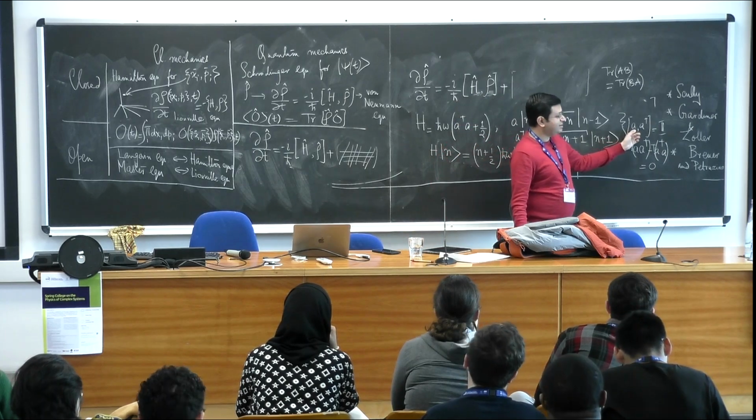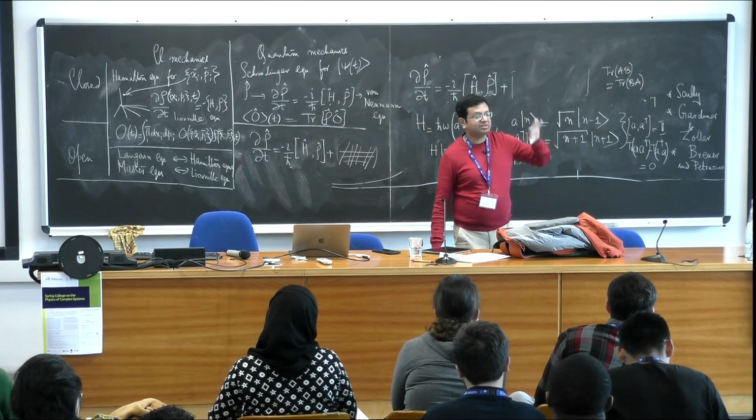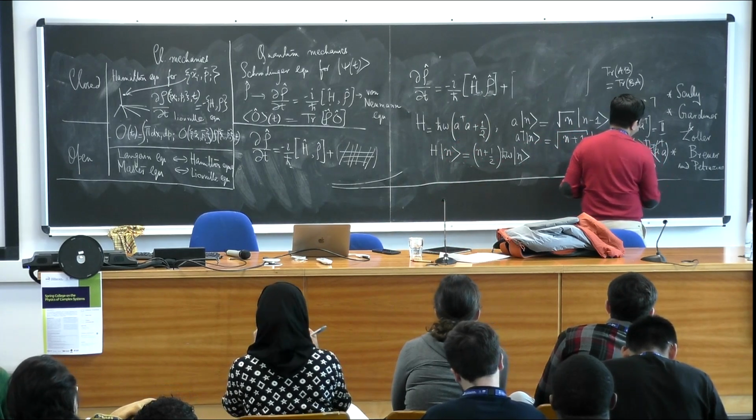These are infinite dimensional matrices. So the cyclic property of trace holds only when the matrix is finite dimensional. So therefore this is okay. This is not equal to 0. And so is that.